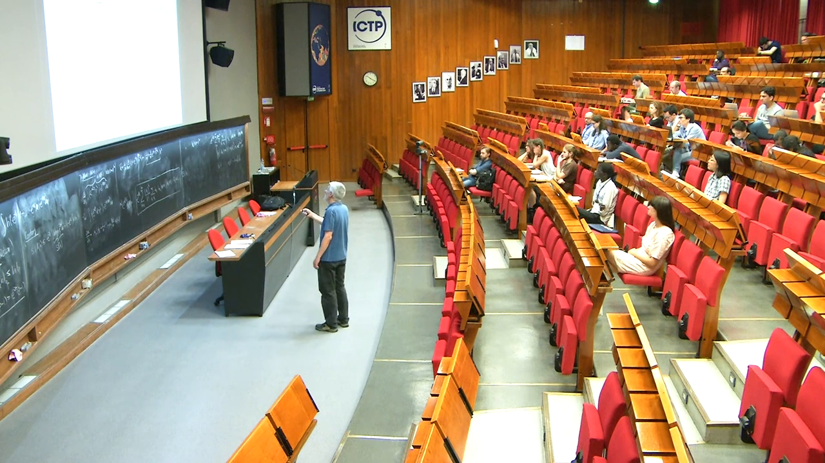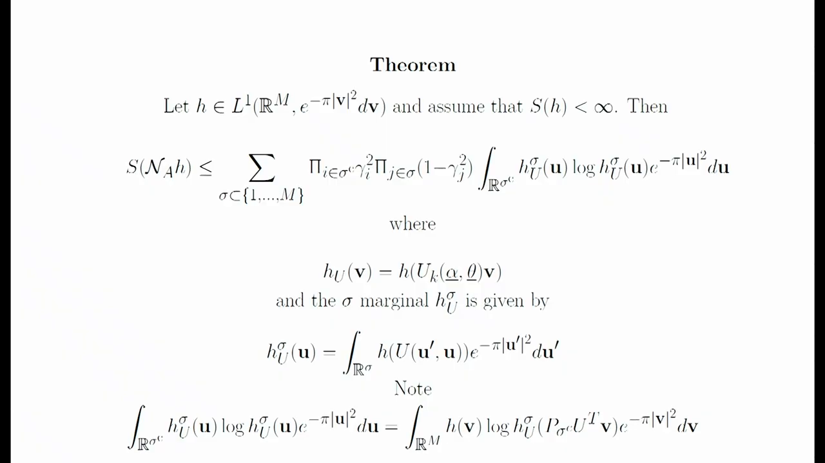Here I've written out what the h is, h of u kb. All right? And the h sigma here is written out as this integral. You notice something, just as an important part. Look, what is this? This is actually equal to that. You see what the difference is. Here, integrate over R to the sigma complement. Here, integrate over all of Rm.